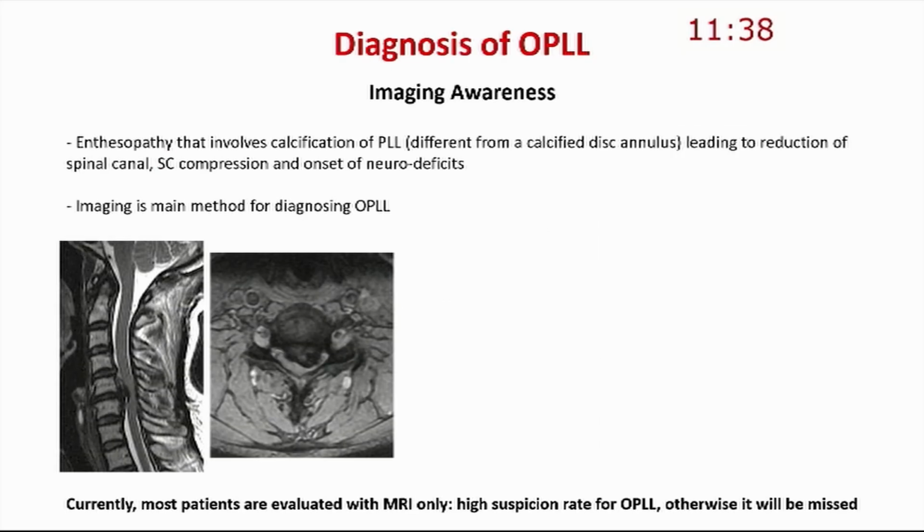The first one is diagnosis. We need some degree of imaging awareness. OPLL is calcification of the ligament, which is different from calcification of the annulus of a disc. This leads to reduction of the canal, spinal cord compression and neurodeficits. And obviously, the main diagnostic criteria is imaging.